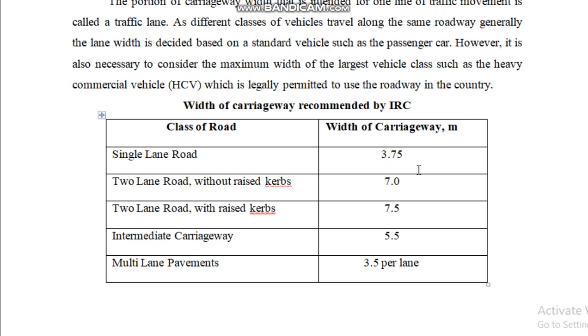And at last, multi-lane pavements, when the number of lanes is more than one, each lane will be of 3.5 meter width. These are the different width of carriageway recommendations as per Indian Road Congress.